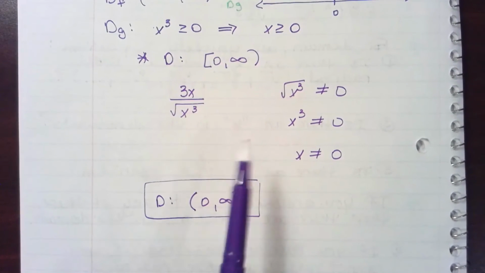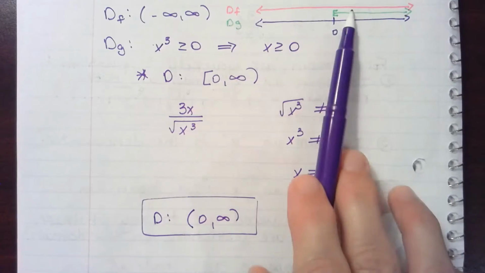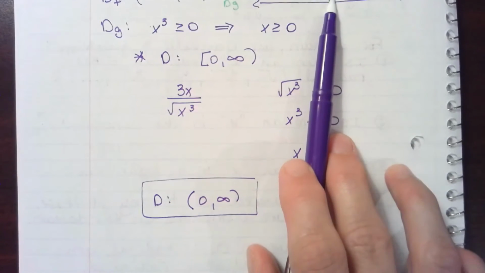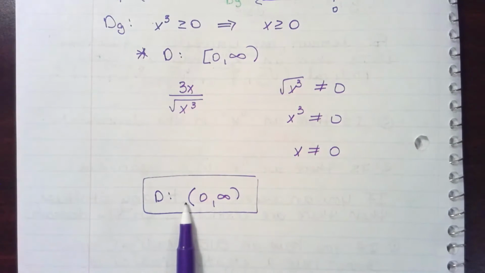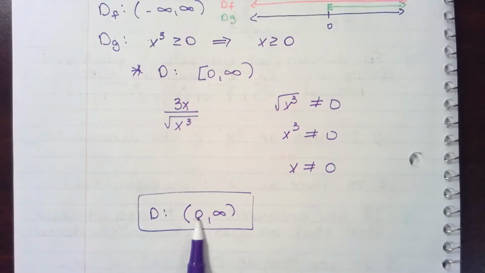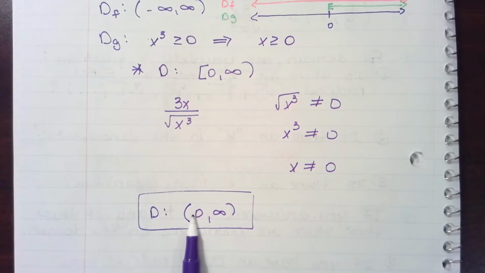Remember, the bracket means you include your endpoint, like we included our endpoint here, and a parenthesis means you do not include the endpoint. So you include everything as close as you can get to 0, but you don't actually include the 0.